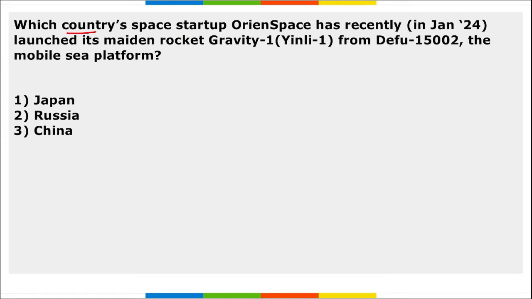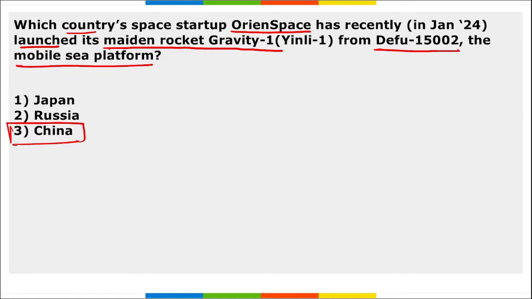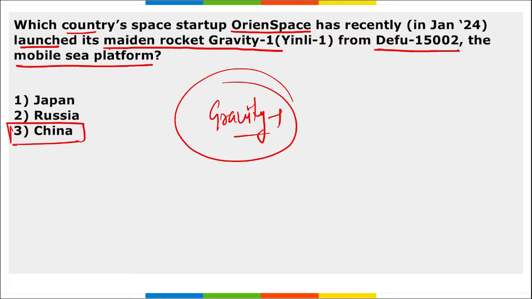Next, which country's space startup Orion Space has recently launched their maiden rocket Gravity 1 from DEFU 15002, the Mobile Sea platform? So it is of which country? It is of China. Correct? Chinese space startup firm Orion Space. This is a startup and they have launched a maiden rocket, that is Gravity 1. Right? And this is the Mobile Sea platform that it was launched from, that is DEFU 15002.